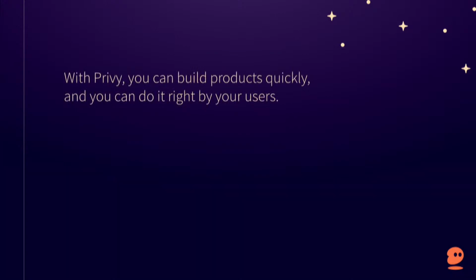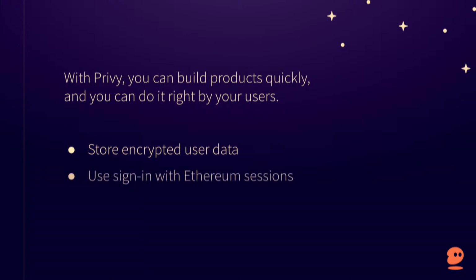Let's recap real quick. With Privy, you can get back to building products really quickly, and you can do it right. Doing it right used to be really hard. You no longer have to have this trade-off. We think that's really exciting. You can store encrypted user data, and you can use Sign In with Ethereum sessions. And by the way, everything I just showed you, you don't even need a backend. This is why this is a very hackathon-friendly project. You could just do this in 2 seconds with only a front end.